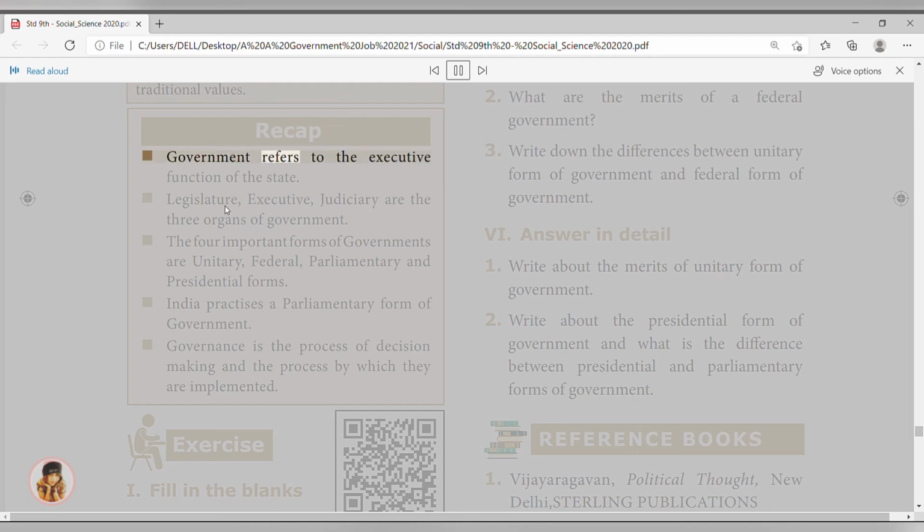Recap. Government refers to the executive function of the state. Legislature, executive, judiciary are the three organs of government. The four important forms of governments are unitary, federal, parliamentary, and presidential forms. India practices a parliamentary form of government. Governance is the process of decision-making and the process by which they are implemented.